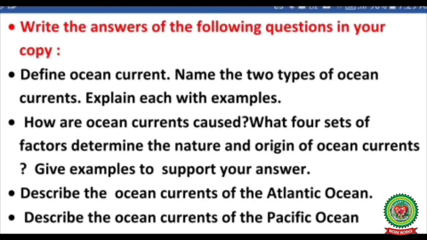You have to write the answers of the following 6 questions in your copy. The first question is, define ocean current. Name the 2 types of ocean currents. Explain each type with examples. Question number 2, how are ocean currents caused? What 4 sets of factors determine the nature and origin of ocean currents? Give examples to support your answer.